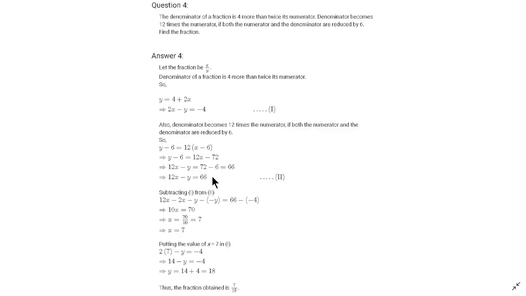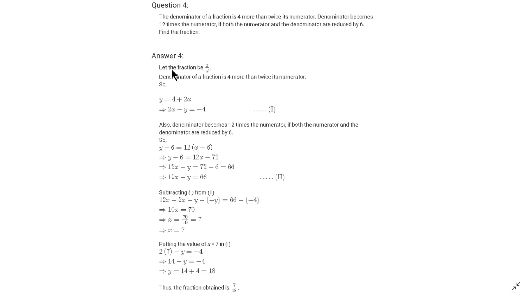This is the answer. So question number 4 is, the denominator of a fraction is 4 more than twice its numerator. The denominator becomes 12 times the numerator if both the numerator and the denominator are reduced by 6. Find the fraction. The denominator of a fraction is 4 more than twice the numerator. You should be identifying what it means really. 4 more means 4 plus, 4 plus twice the numerator.